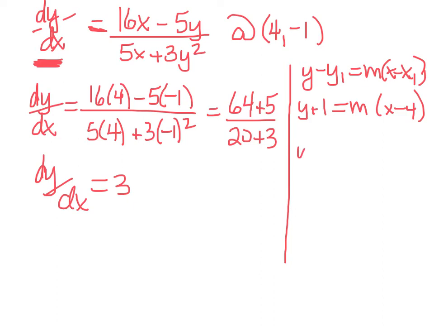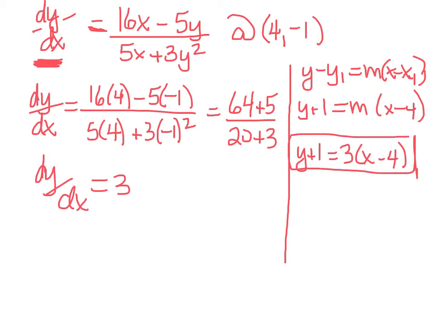So then the equation of our tangent line would be y plus 1 equals 3 times x minus 4. Okay, and let's just double check. Yes, that is what they asked for. Now, while we're at it, we're going to look at part C because we can fit that all on here.